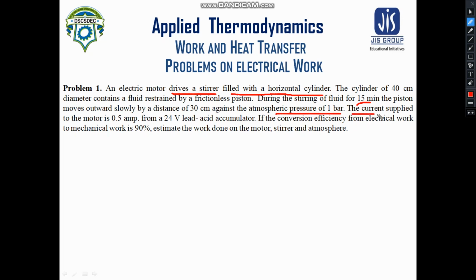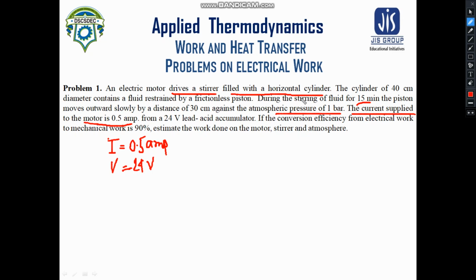The current which was supplied to the motor is given as 0.5 ampere. So current is equal to 0.5 ampere. The voltage of the accumulator was given as 24 volts. Now the conversion efficiency from electrical work to mechanical work is 90%.